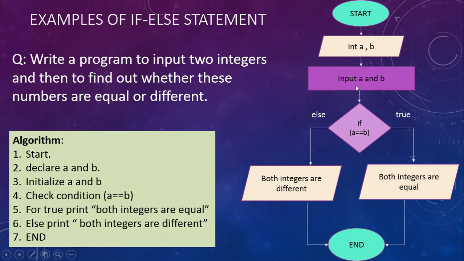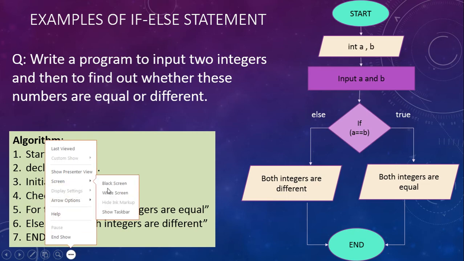So here is a very simple flowchart: start, declaration, initialization, and the condition will be checked. If it is true, then this statement will be printed. If it is false, then the else statement will be printed and the program will come to an end. Now let's program it in C++ language.